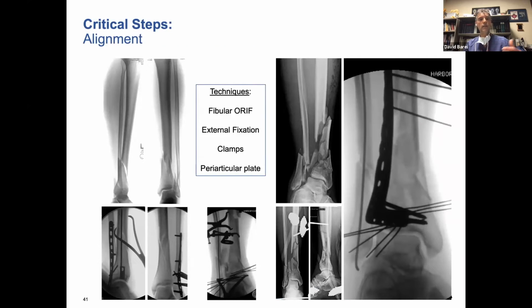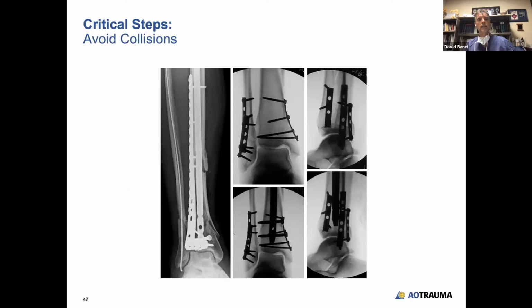For alignment, fibular ORIF, I love fixing the fibula. I think you get so much mileage out of the fibula. Fibular ORIF is always a really good one for me for restoring tibial alignment. Using external fixators, using clamps, and using periarticular plates can really help you start to realign things, using the plate as a reduction tool. And here are some examples of using all of those for these pilons that you can see.